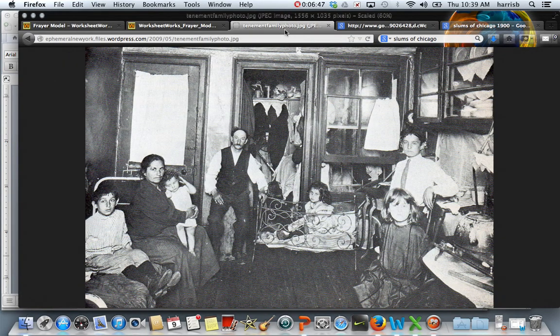Here's a photograph of a typical tenement. You can see very crowded, not a very nice place to live. And we talked about what's wrong with this picture. These people look like they're in pretty bad shape, but this is America. This is the land of opportunity. Why are they forced to live in a place like this? So that's something for you to think about as we study this lesson.